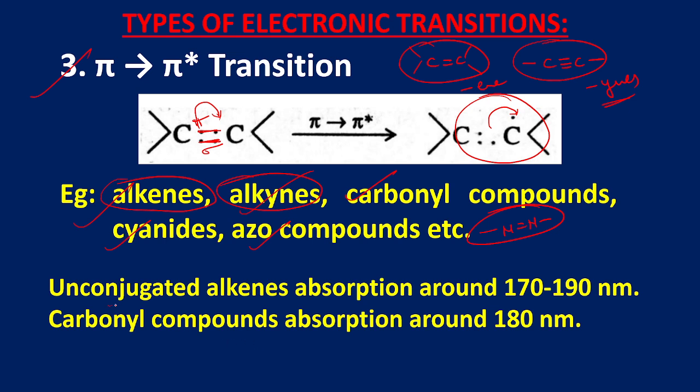Generally, for unconjugated alkenes, I have already given the complete details about conjugation and unconjugation. If you take any unconjugated alkene, it absorbs light between 170 and 190 nanometers. So it is very high again. Wavelength being high means the energy level is very low. Similarly, carbonyl compounds absorb light around 180 nanometers. Again the wavelength is high, so the energy level is low.